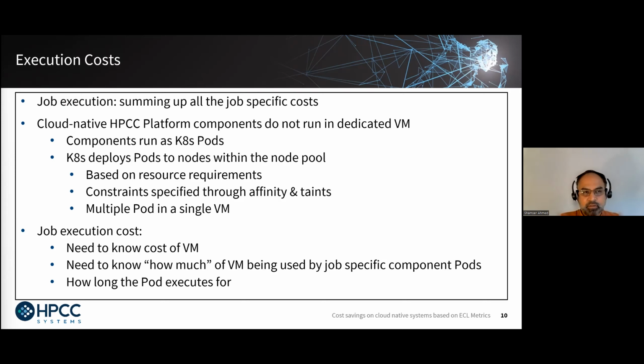To calculate the execution costs, we need to know how much that VM or compute node costs. We need to know how much of that VM is being used for that job and how long it uses that pod. So if we have those three pieces of information, we can work out the cost of a component. And if we sum up all the job specific component costs, we can arrive at the total cost.